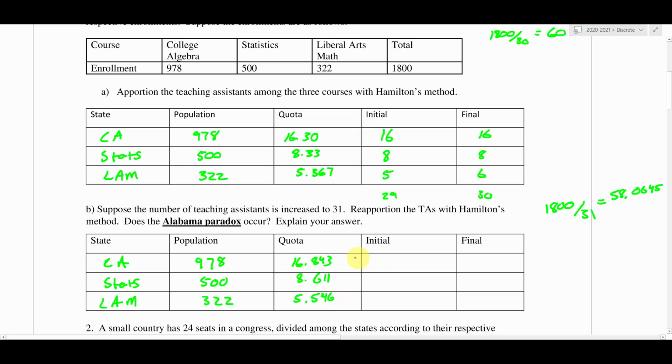Then we do our initial apportionment the same way. So we're going to go 16, 8, 5. And then we tally that up, right? So 16 and 13, which gives us a grand total of 29 again. So this time we're going to have two bonus teaching assistants here, because we have to get up to 31. So the highest decimal portion goes to college algebra, which will increase to 17. And then the next highest goes to stats, which will go up to 9. And then liberal arts math will be at 5.